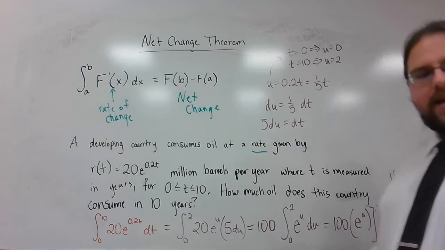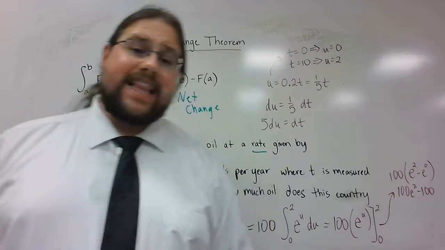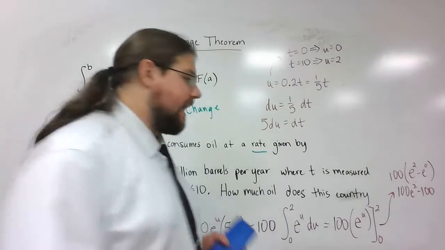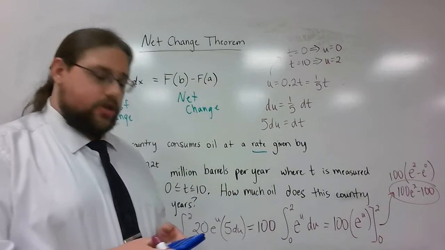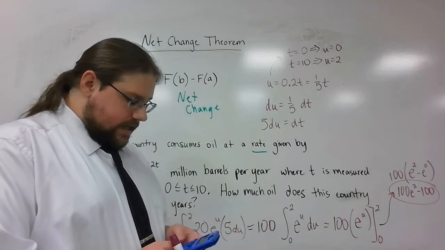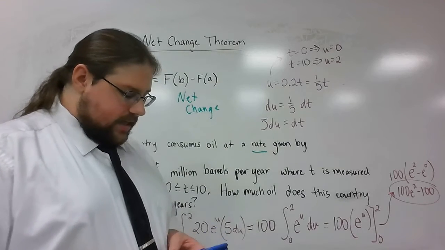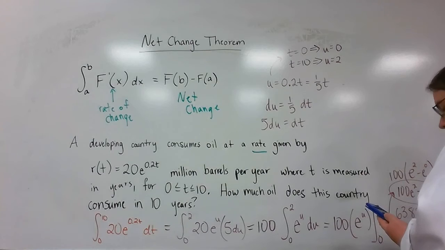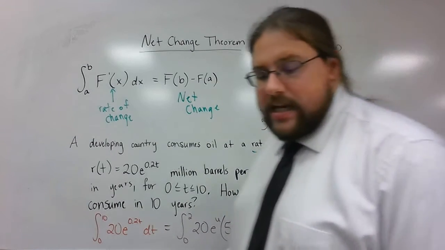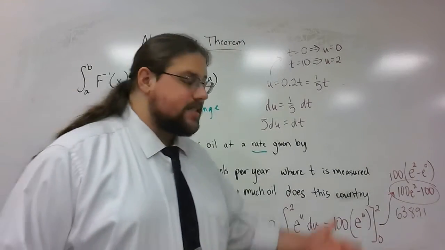Now, here's the thing. If you want to leave it like that, that is completely okay, because this is an exact answer. If you want to know the approximate answer, you can plug it into the calculator. 100 e squared minus 100 leaves me with 638.91 approximately. And that's, like I said, an approximate answer.